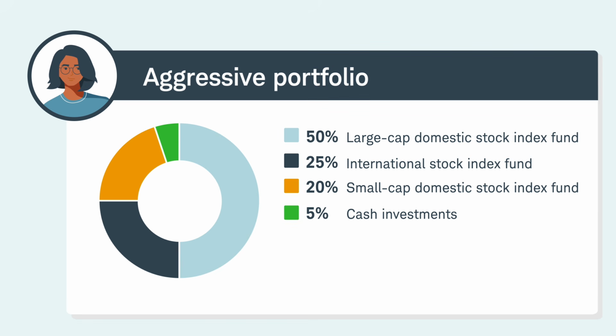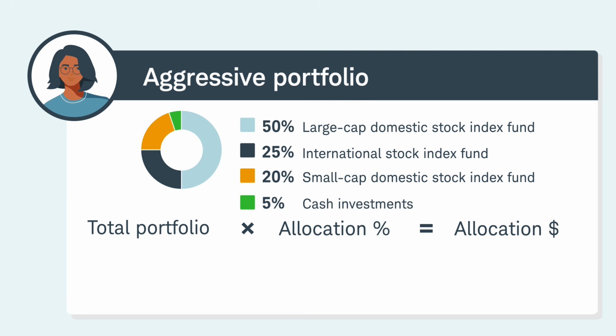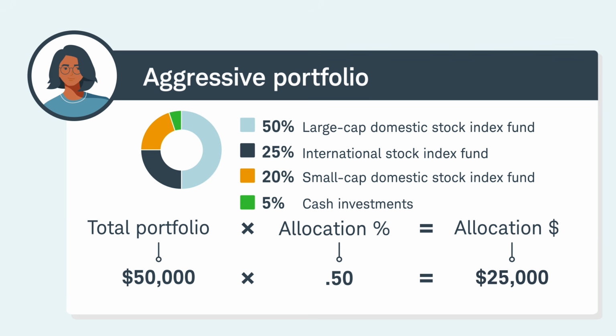This is just an example, and this allocation may not be appropriate for everyone. Each investor should take their own unique situation into account when making allocation decisions. Let's say I have $50,000 to invest. To determine the dollar amount to invest in each asset class, I'll multiply $50,000 by the appropriate percentage. So if this portfolio is going to consist of 50% large cap domestic stocks, I'll have $25,000 to invest in a large cap domestic stock fund.